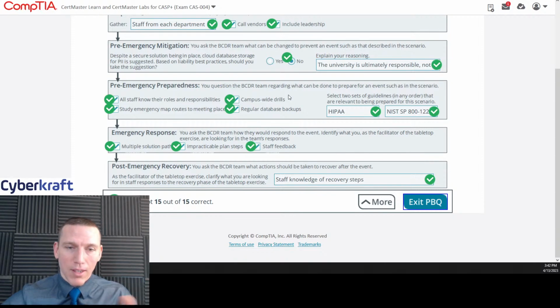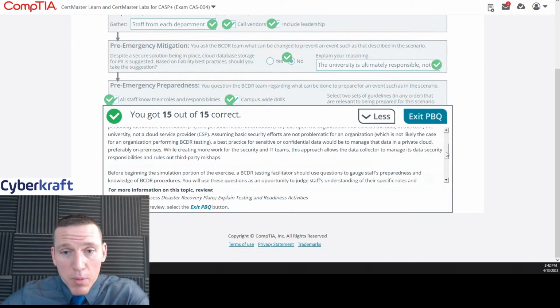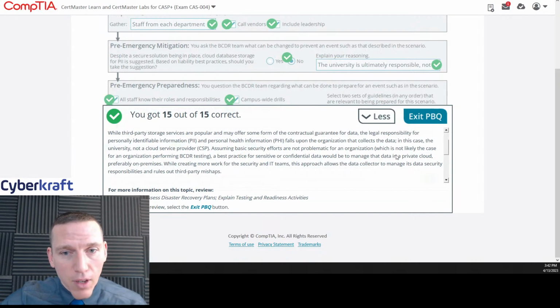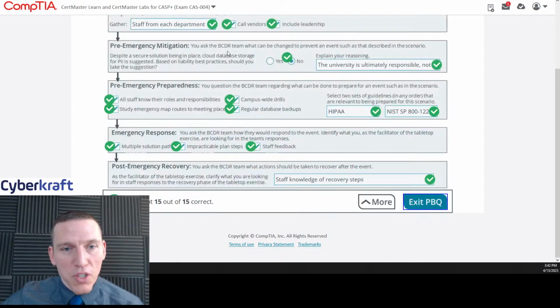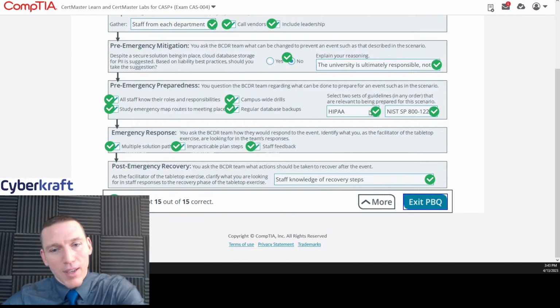But we got to make an assumption, I guess, for this second section. Because if you're using a private cloud, then you control the servers and all the infrastructure. So it assumes that we're using a third-party cloud service provider. Yeah, best practice for sensitive or confidential data would be to manage that data in a private cloud, preferably on-premise, creating more work for security and IT teams. So this would still be a valid recommendation, and even acknowledges that private cloud is an option. We don't have to have the private cloud co-located with all the other equipment. Okay, anyway.